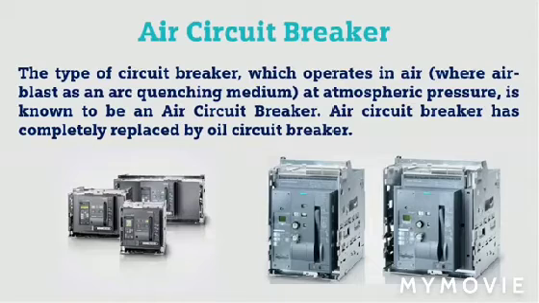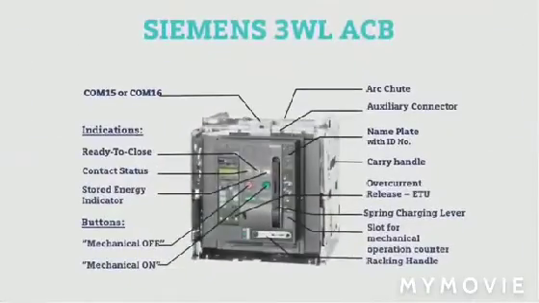Here we will discuss the air circuit breaker. The type of circuit breaker which operates in air, where an air blast is the arc quenching medium at atmospheric pressure, is known as an air circuit breaker, and nowadays oil circuit breakers have mostly been replaced by these ACBs. You can see this image. These are different air circuit breakers from different makes. These are images of the Siemens 3WT and 3WL air circuit breaker. Here we will take one example, the Siemens 3WL air circuit breaker.